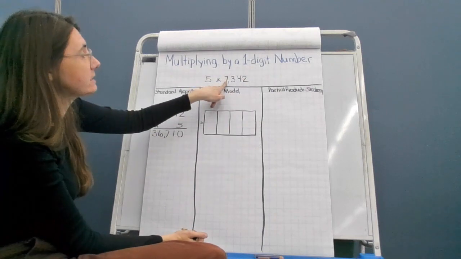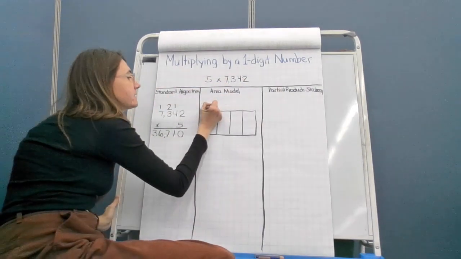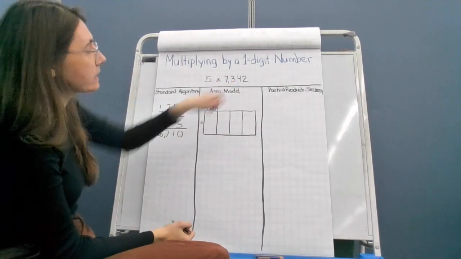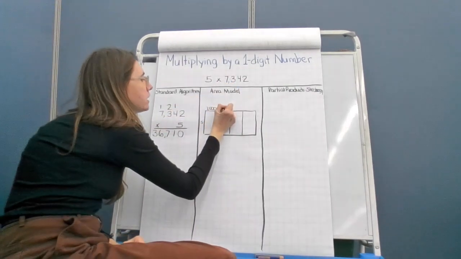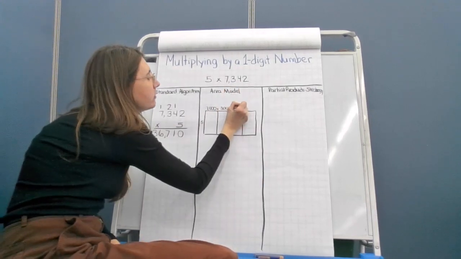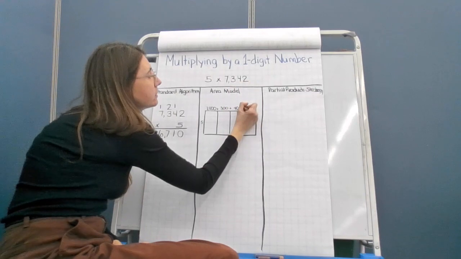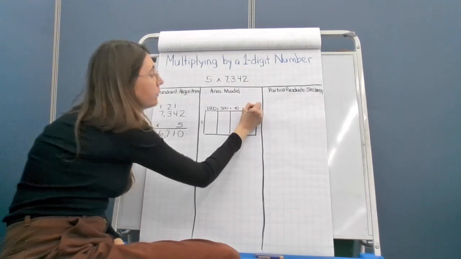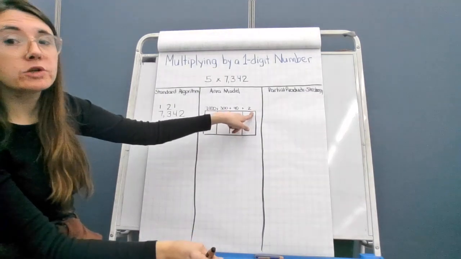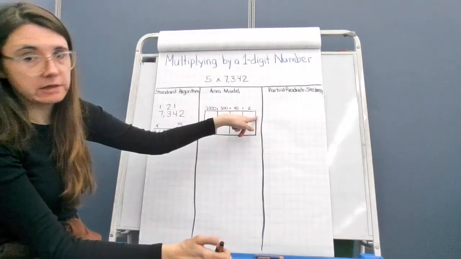So the 7 is in the thousands place. That has a value of 7,000. The 3 is in the hundreds place, so that has a value of 300. The 4 is in the tens place, so it has a value of 40. And the 2 is in the ones place, so it has a value of 2. This right here is writing the number in expanded form. So you might hear your fourth grader say expanded form.